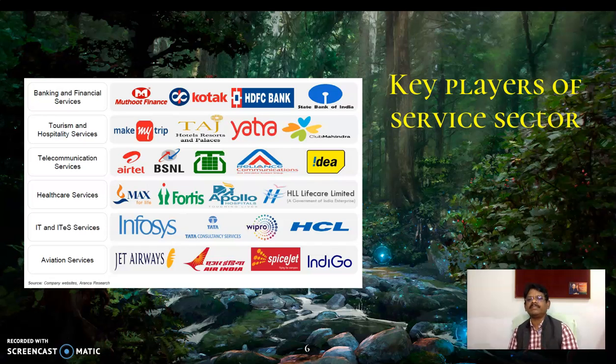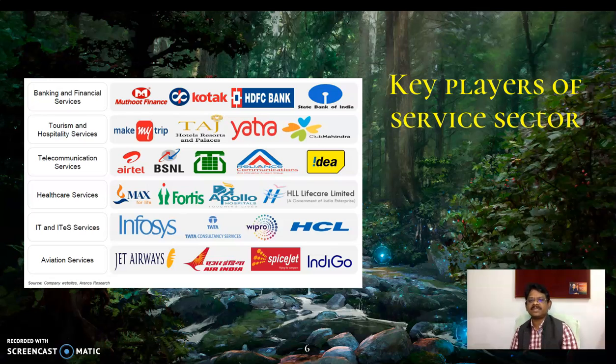If you look at telecom, you know the brands, like Airtel, BSNL, MTNL, and then Reliance and Idea. Then healthcare sectors, Max and Fortis and Apollo and so on. IT is Infosys and HCL and then Wipro and so on. And then the most important thing for us is tourism and hospitality, and then the aviation sector. In the tourism sector, you have Make My Trip, Taj and Yatra, then Mahindra, and then Cox and Kings, Thomas Cook, SOTC. There are many multinational companies under this segment.